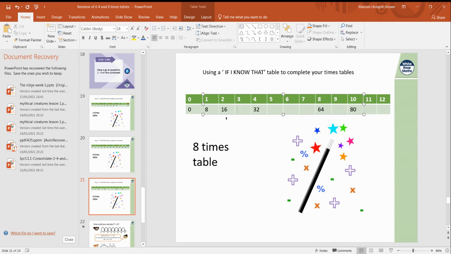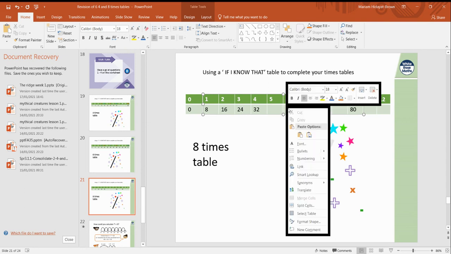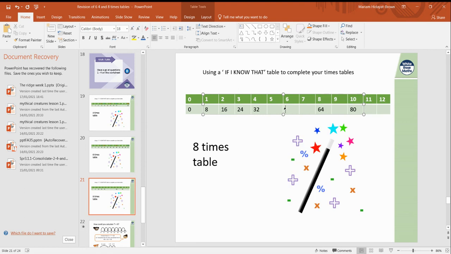Let's see if I can work out my 3, 6, and 12 now because we worked out that they were doubles. If I'm not really sure what 3 times 8 is, then I can just add on 8 to 16, and that is 24. Now I just need to double 24 and put that into my 6, which is 48. And then I'm going to double 48 here, which gives me 96.